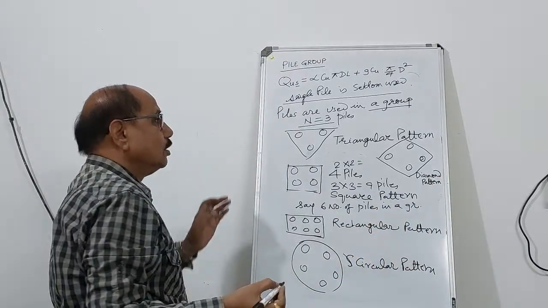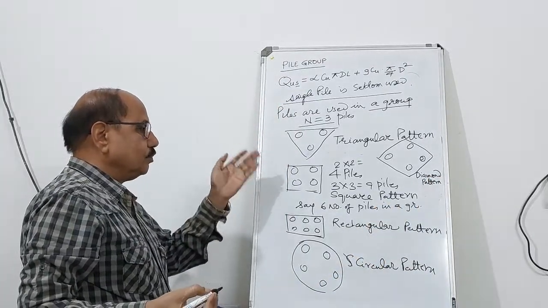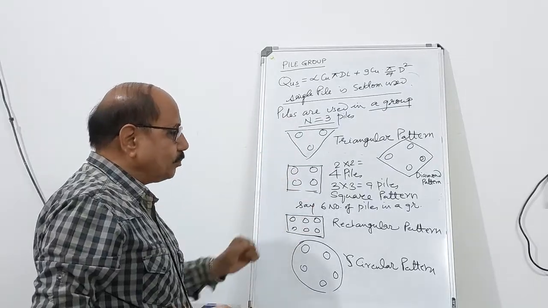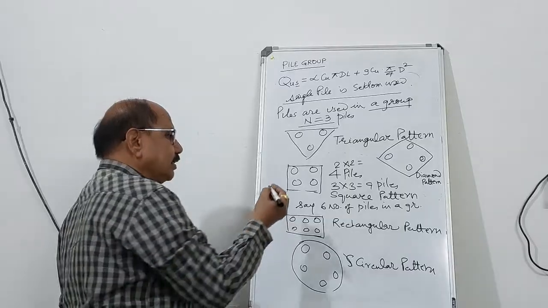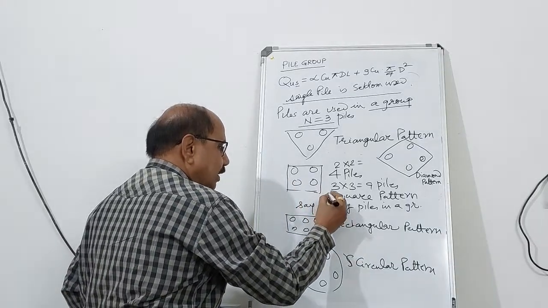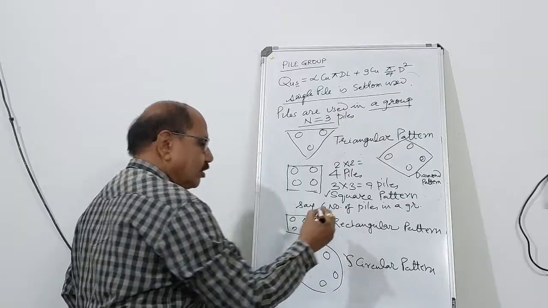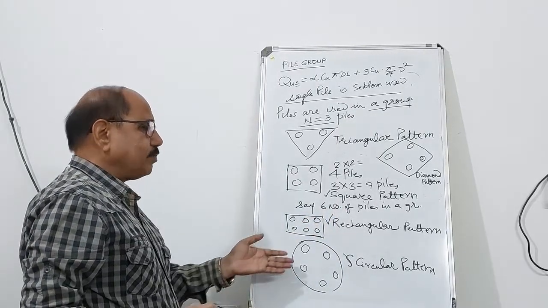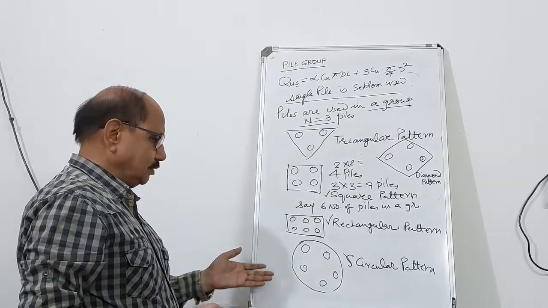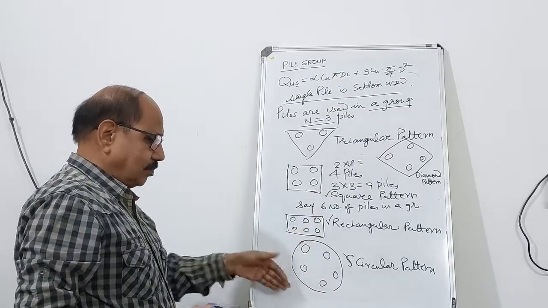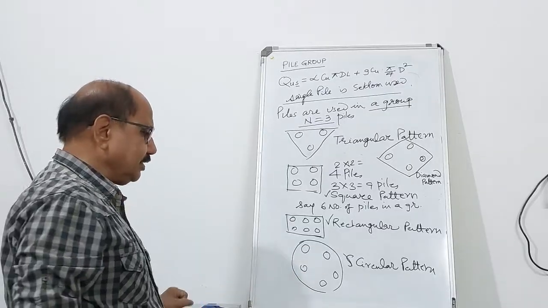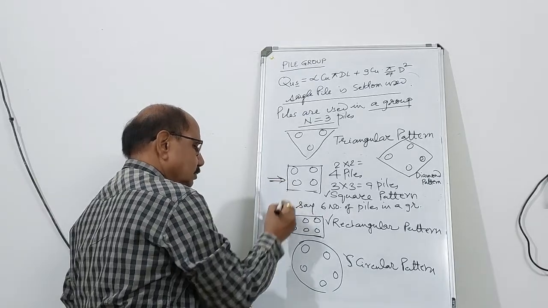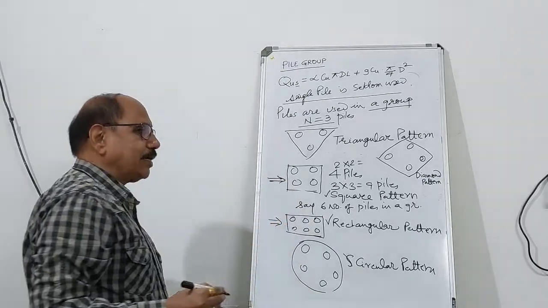So piles in a group can be arranged in any one of the patterns. But the most preferred pattern is going to be either a square pattern or a rectangular pattern. Seldom you will be using a circular pattern or diamond pattern. The reason being, in circular pattern, there will be construction difficulties. And therefore, the most preferred patterns are these two patterns.